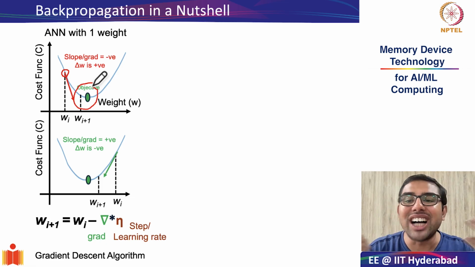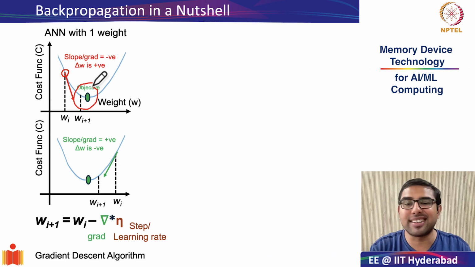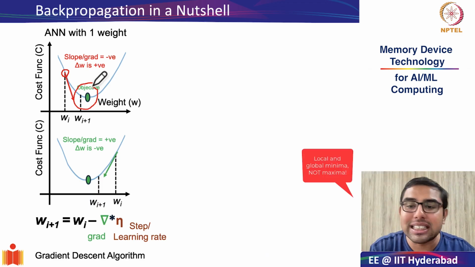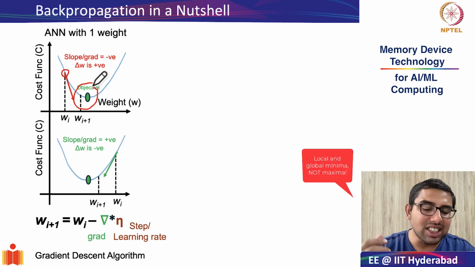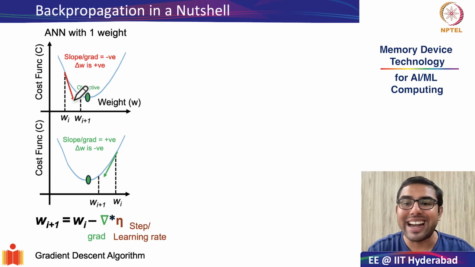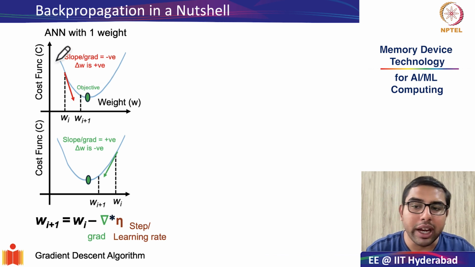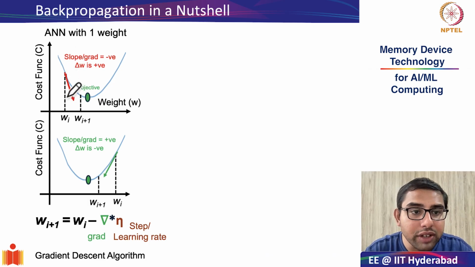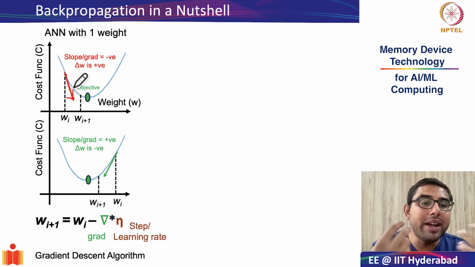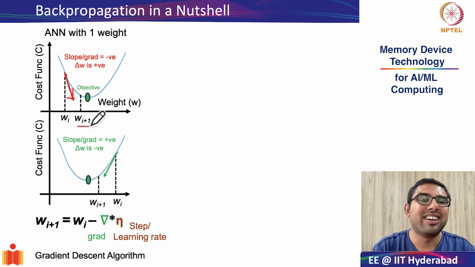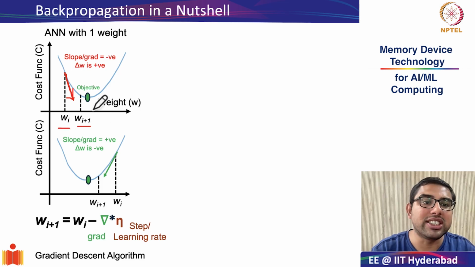So now the question is, if we are standing somewhere on this curve of cost function versus weight, how do we move downhill? How do we reach the local minima, if not the global minima? And the answer, as you can see from this diagram and this red line, is the slope or the gradient of the curve. As you can see in the top image, if the slope is negative, it is slanting downwards. If it is slanting downwards, the update to the weight is positive. What I mean is that the next iteration weight will be more than the current weight, as you can see over here.